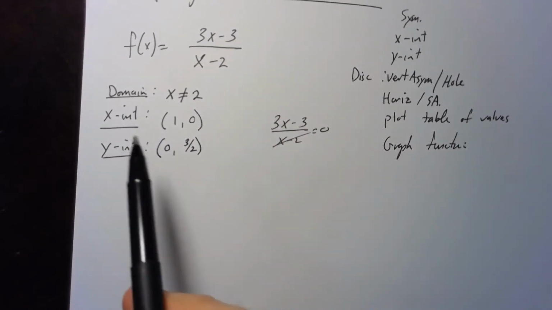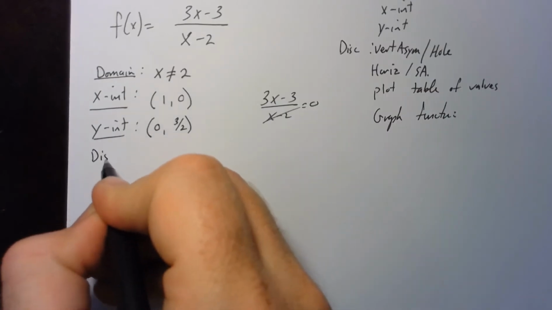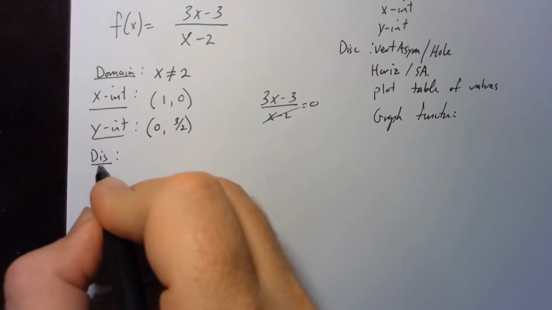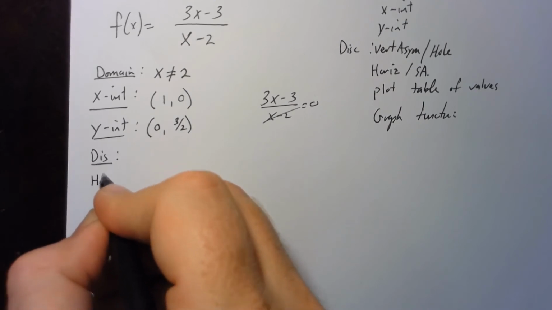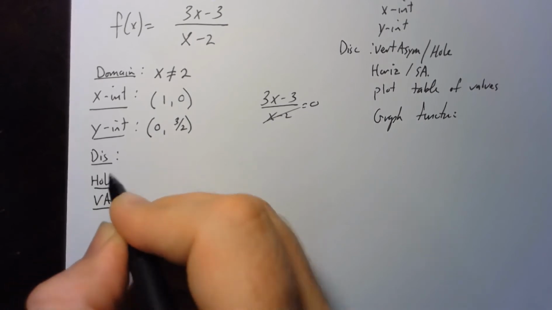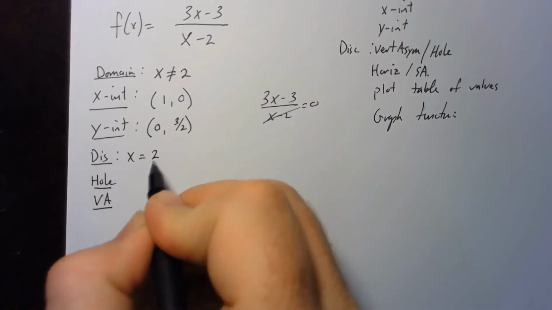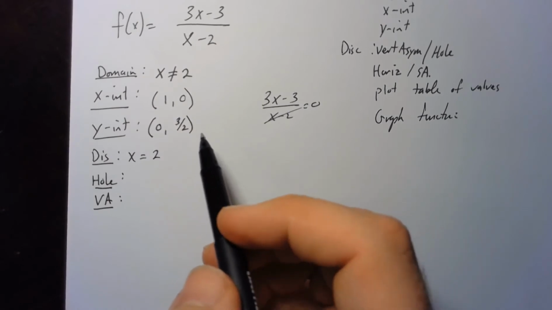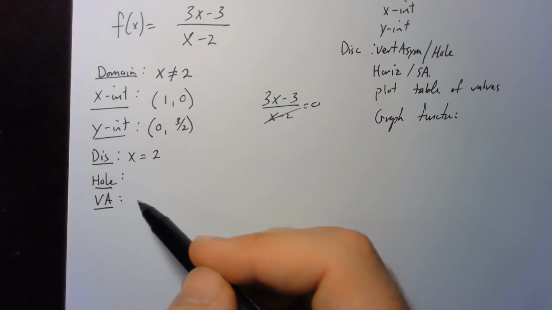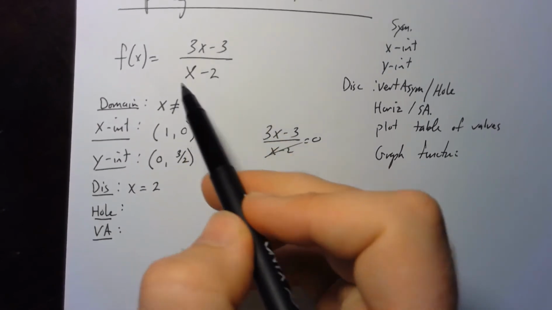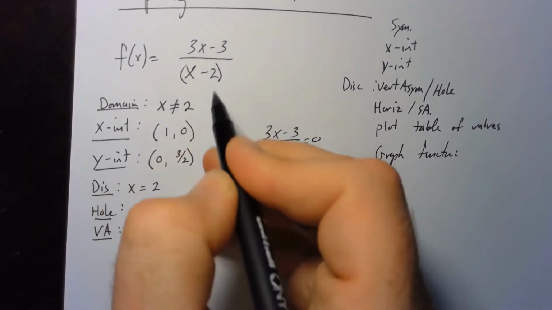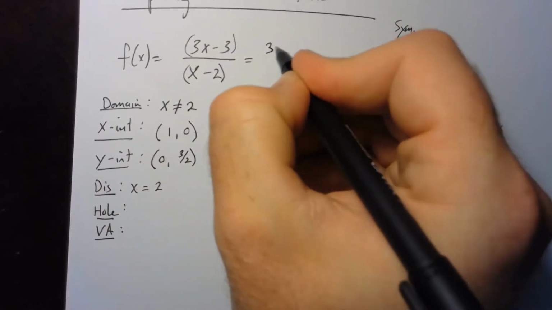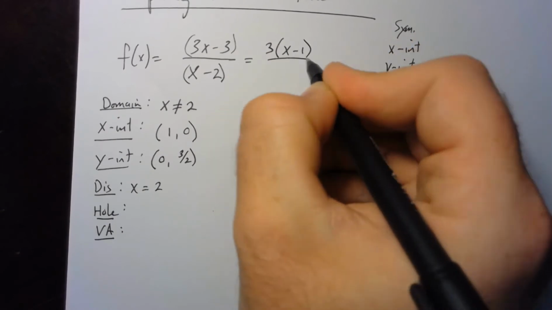Now we're going to utilize this domain, identify my discontinuities, and run through the gamut of information that we have to identify. The discontinuities, again, can correlate to either being a hole or a vertical asymptote. So the discontinuity is x equals 2, and if you recall, the way I find out which the discontinuity ends up being, either a hole or vertical asymptote, is by looking at the original function and determining, can the factor of x minus 2 in the denominator cancel out with a factor on top? Now if I factor this appropriately, I have 3 times x minus 1 on top, and I have x minus 2 on the bottom.